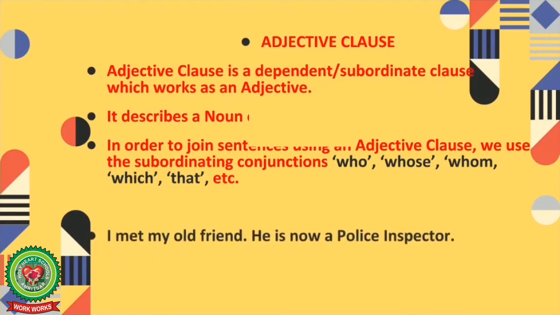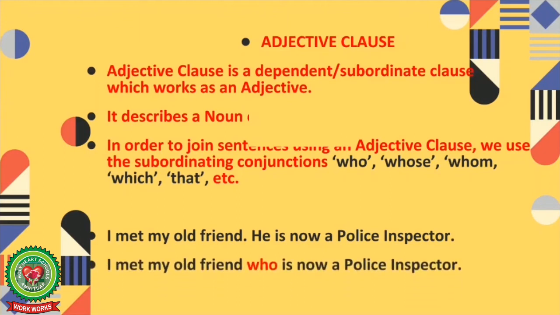Let us have an example. I met my old friend. He is now a police inspector. Students, we can join these sentences using a subordinating conjunction who as I met my old friend who is now a police inspector. Students, who is describing the noun friend. So, it is an adjective clause.